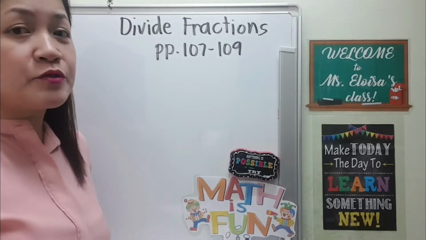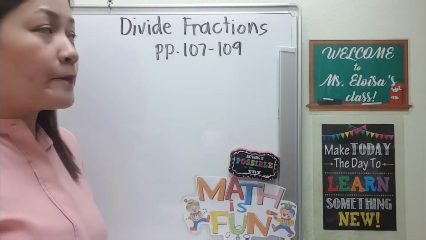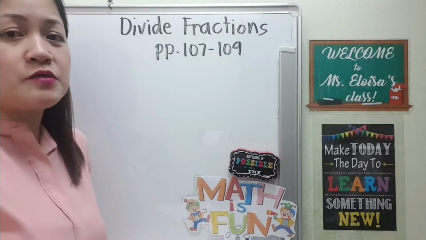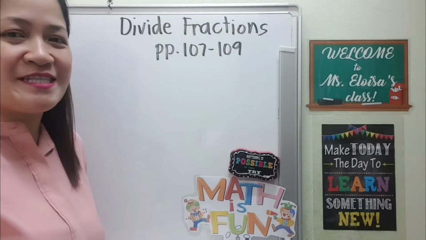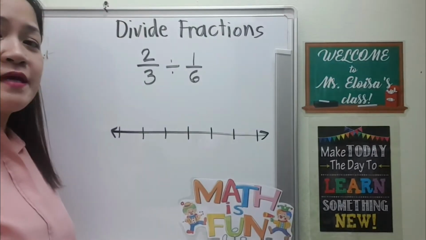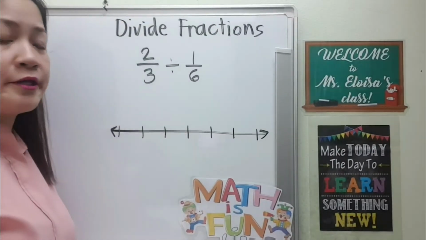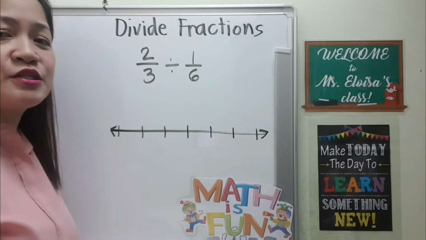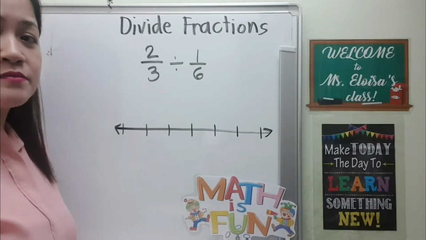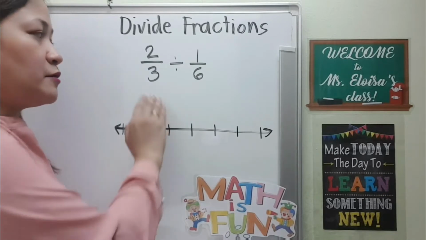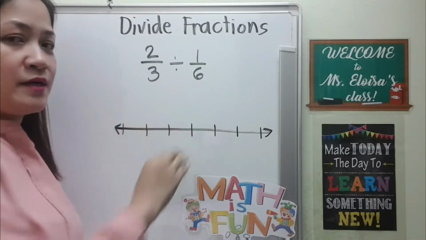Now it's time to grab your math book, open it on pages 107 to 109, and we will discuss how to divide fractions. Suppose we have a 2/3 yard long board that we will be cutting into 1/6 yard pieces. So we will know how many pieces we can get from it. So that will be 2/3 divided by 1/6.